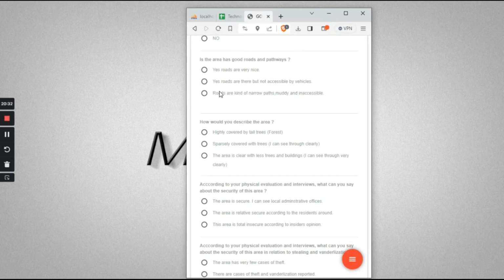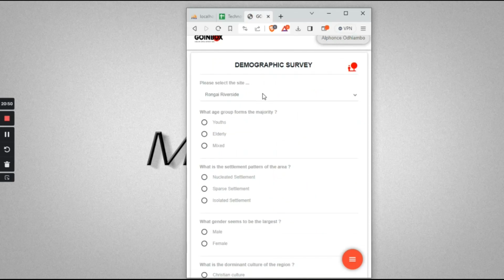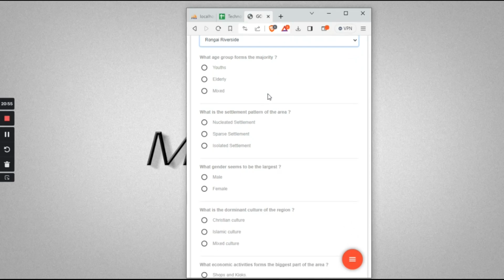Then after that, you can also do the demographic. We can know what we are looking at demographically. We need to look at the majority. Which group? Is it youth? Is it elderly? Is it mixed? The reason why we do this is for us to understand what kind of services we are going to add as part of value add in our network.